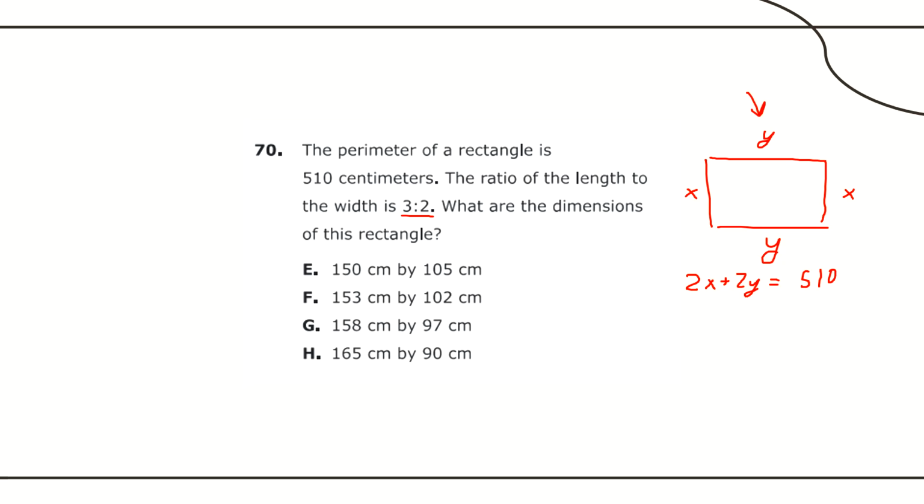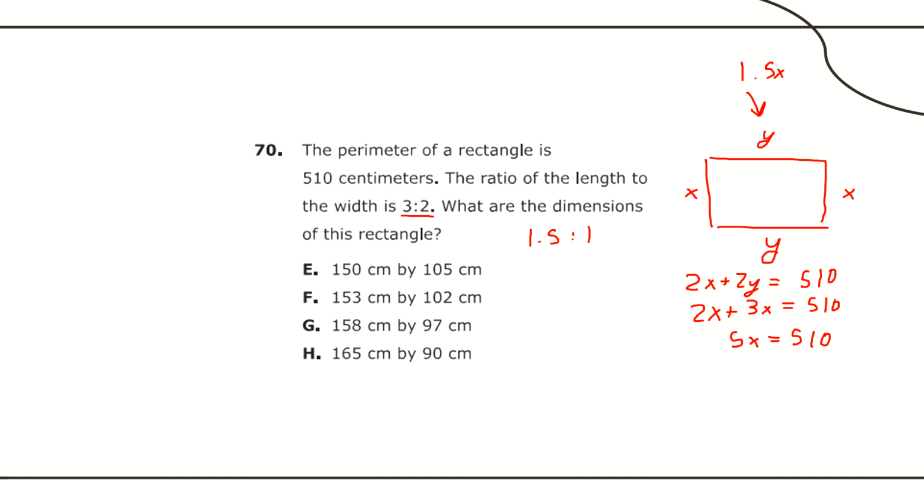well, we can scale this ratio down. So this ratio is the same thing as if we divide by 2, we get 1.5 to 1, which tells us that y is actually 1.5x. And if we replace that in this equation, that would give us 2x plus 2 times 1.5x, that's just 3x, is equal to 510, giving us 5x is equal to 510.